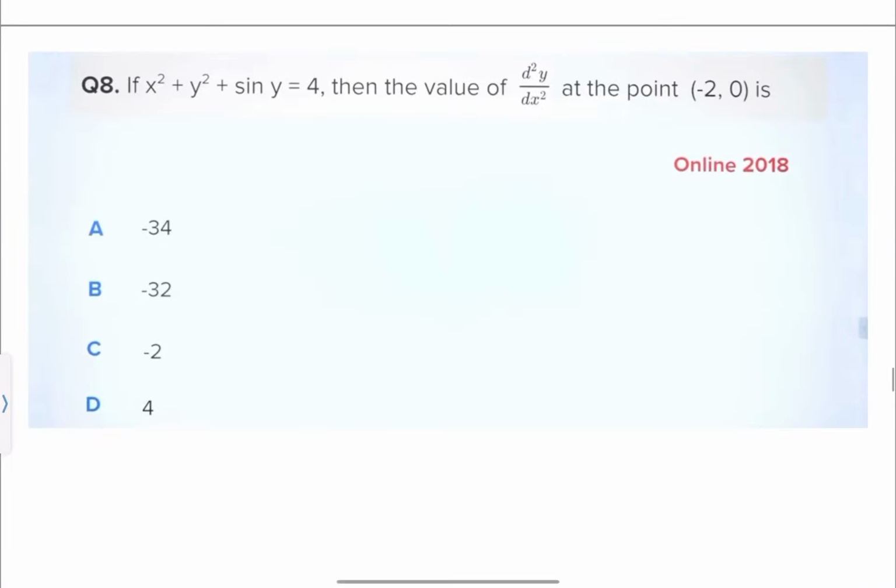Our 8th question is, if x square plus y square plus sin y equals 4, then we need to find the value of d2y by dx square at the point (-2, 0), and then we need to find what will be the correct option.